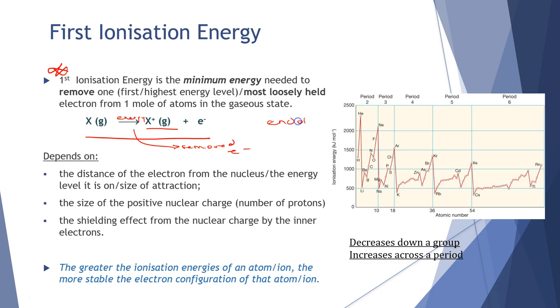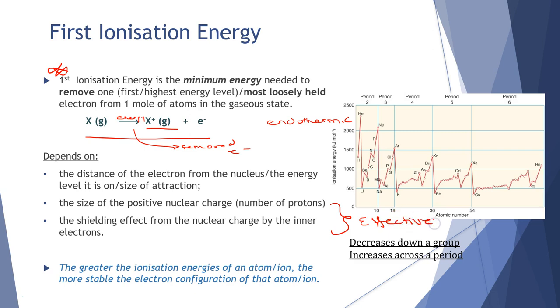It requires energy to happen. The lower the effective nuclear charge, the less energy it's going to take to remove that, because the electrons will be held less tightly. So this is going to be dependent on the distance of the electron from the nucleus, the size of the positive nuclear charge, and the shielding effect. These two combined are our effective nuclear charge.